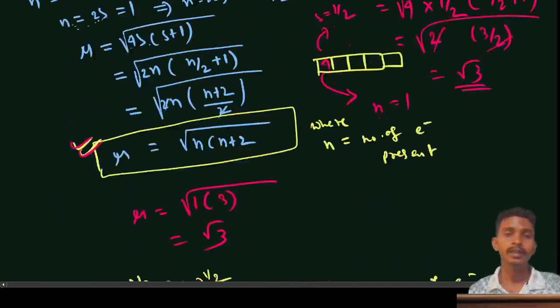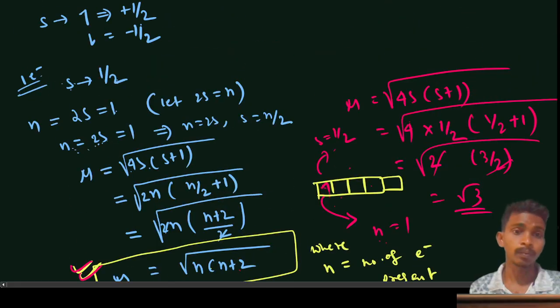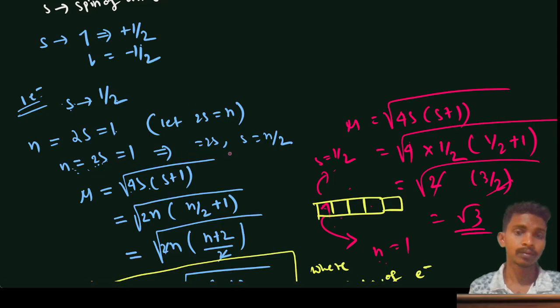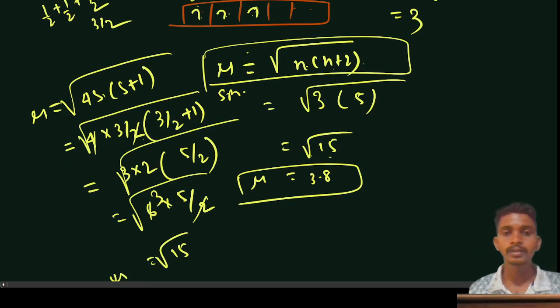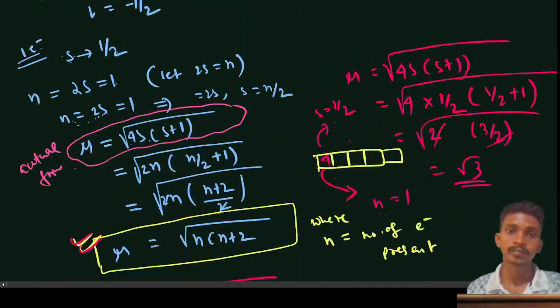That's why we made this formula a shortcut, but the actual formula is from here. This is the actual formula that we have simplified. This is the actual formula. This is the modified formula. This is the modified formula to calculate the spin only magnetic moment.